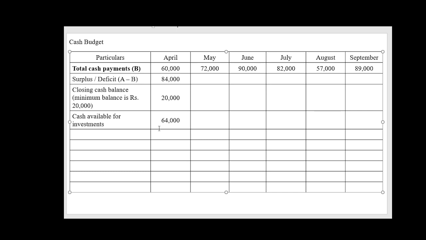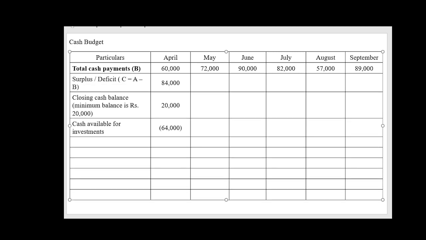Now, this is a cash outflow. You're investing, cash goes out. As such, it will be a minus sign. It will be a minus figure. How did you get this? Let us assume surplus or deficit is C. And how did you get C? A minus B. Closing cash balance is D. So how did you get cash available for investments? It is C minus D. Okay. So C minus D.